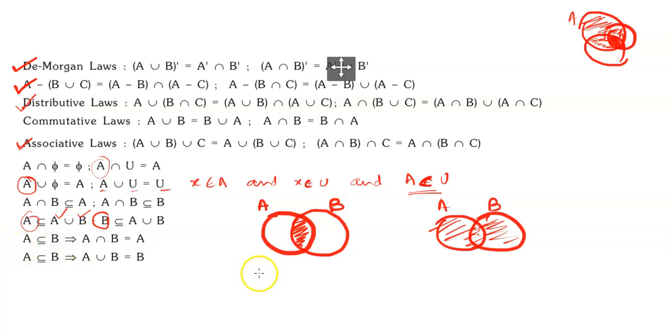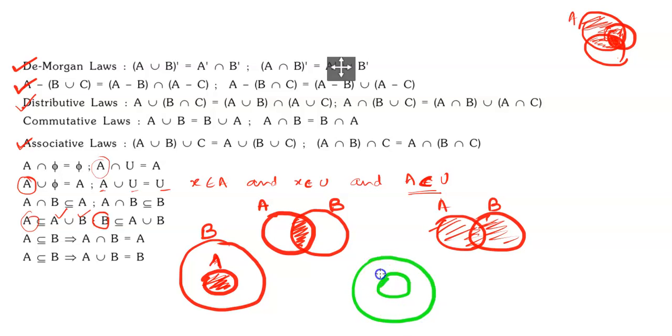If A is a subset of B, which means if this is A and this is B, then A intersection B is A, right? If you see the intersection part between A and B, it's basically A because it belongs to B. It's a subset of B. And similarly, if A is a subset of B, then A union B is basically this whole set. If this is A and this is B, then A union B is nothing but this full set, which is equivalent to B.